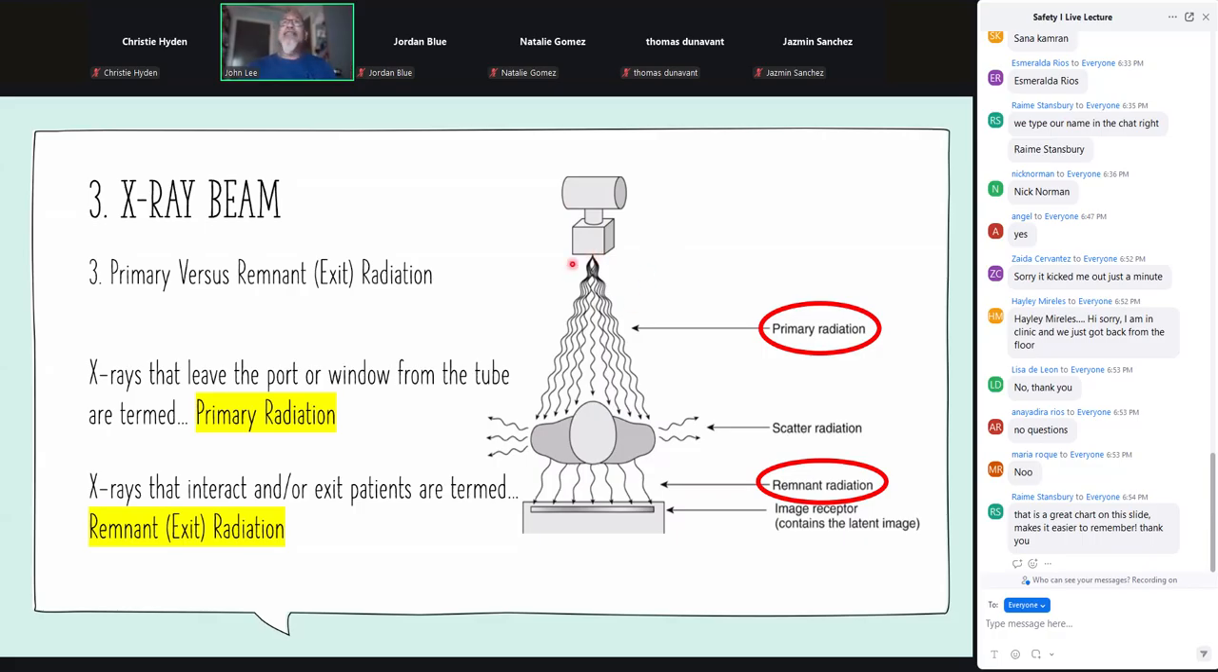But what exits our collimator housing we refer to as the primary radiation or our primary beam. The X-rays that exit the patient are referred to as remnant radiation. Now, exit and remnant radiation is composed of the X-rays that made it through the tissue, either through transmission or by scatter. These are the ones that we're typically going to try to harness for our images as well.